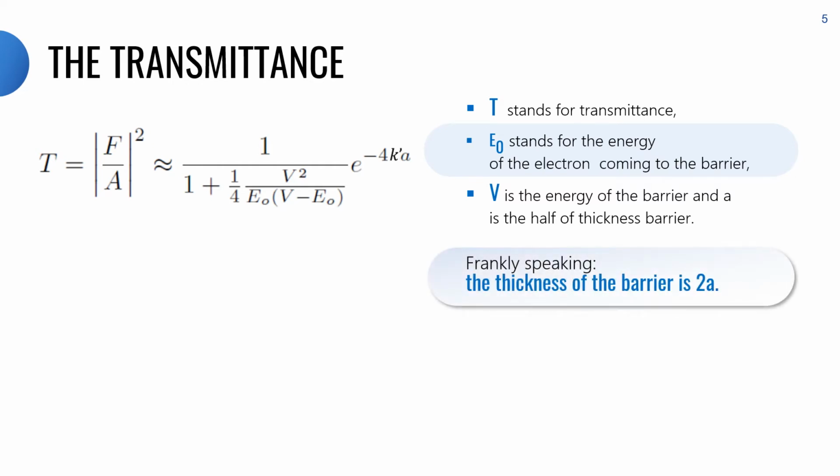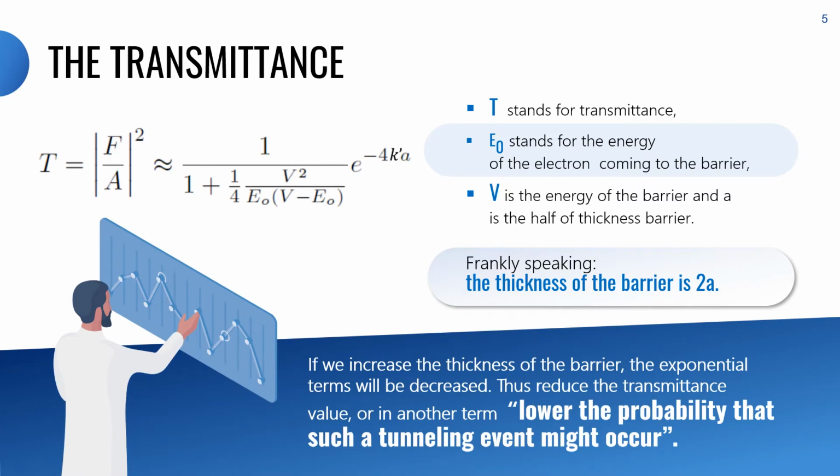From here, if we increase the thickness of the barrier, the exponential term will decrease, thus reducing the transmittance value, or in other terms, lowering the probability that such a tunneling event might occur.